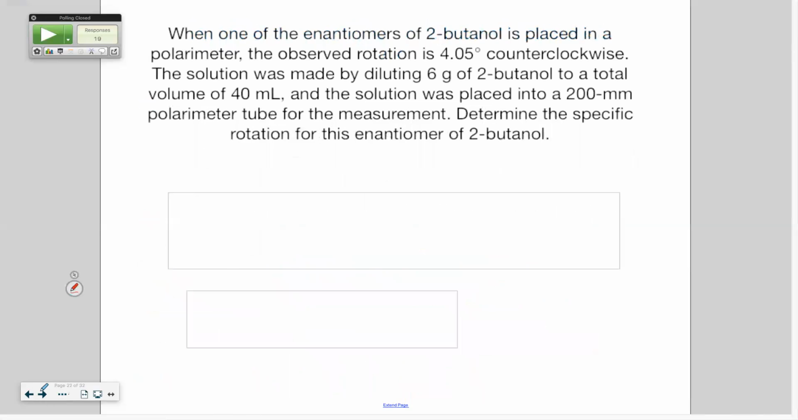Now, why do we worry about, oh, we're going to do a problem? Let's do this first. When one of the enantiomers of 2-butanol is placed in a polarimeter, the observed rotation is 4.05 degrees counterclockwise. The solution was made by diluting 6 grams of 2-butanol to a total volume of 40 mL, and the solution was placed into a 200 millimeter polarimeter tube for the measurement. Determine the specific rotation for this enantiomer of 2-butanol.